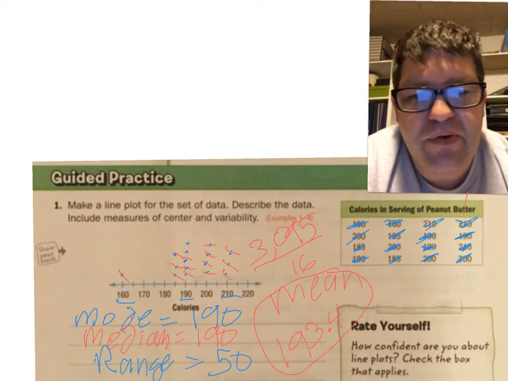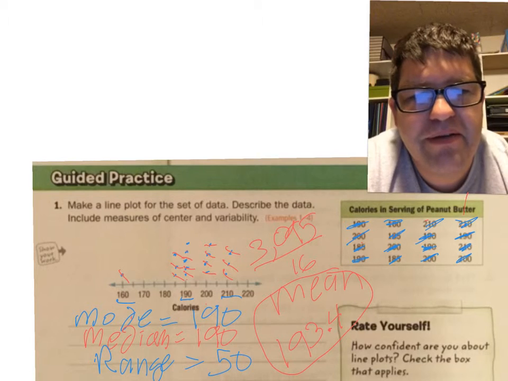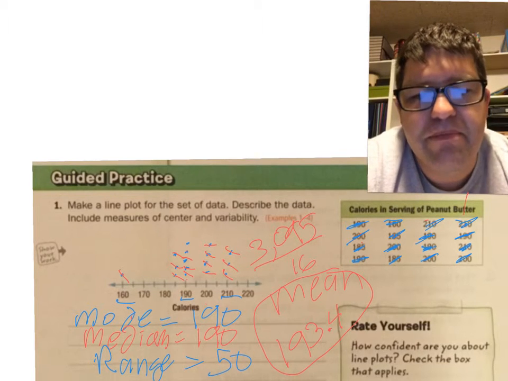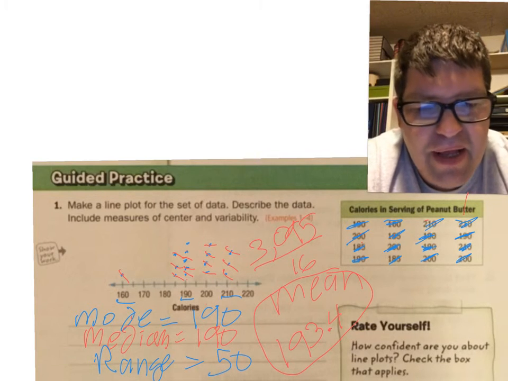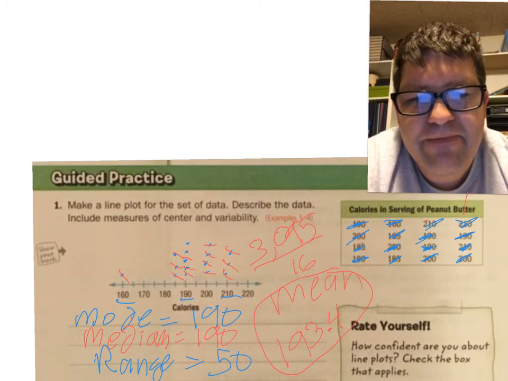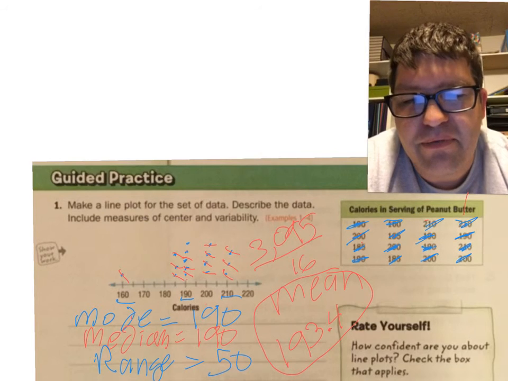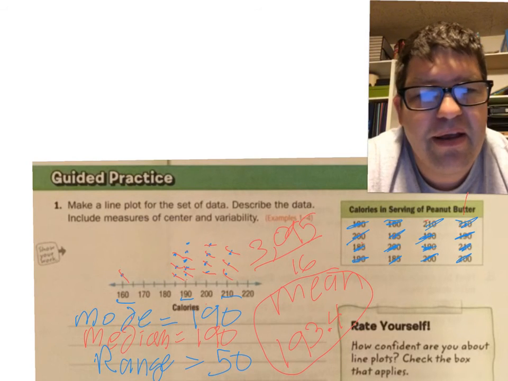Okay? So when you do the independent practice, the main thing I want you to get is to be able to put the data onto a line plot and then be able to figure out the range, the mode, the median, and the mean.